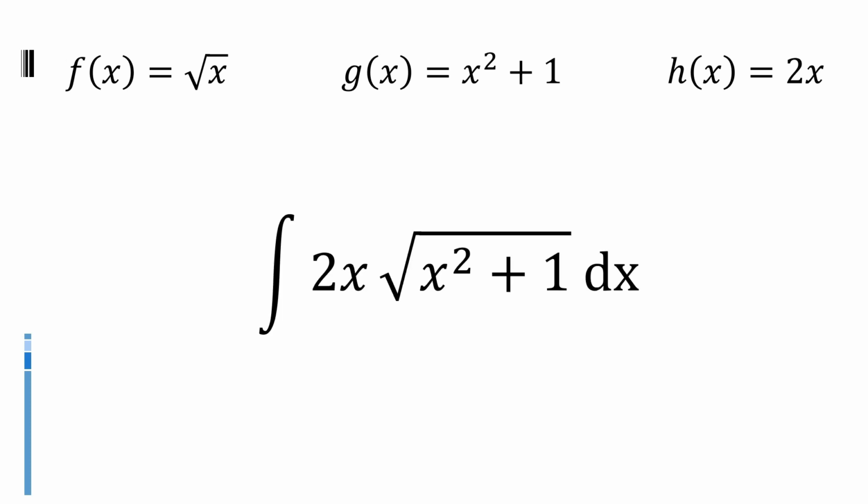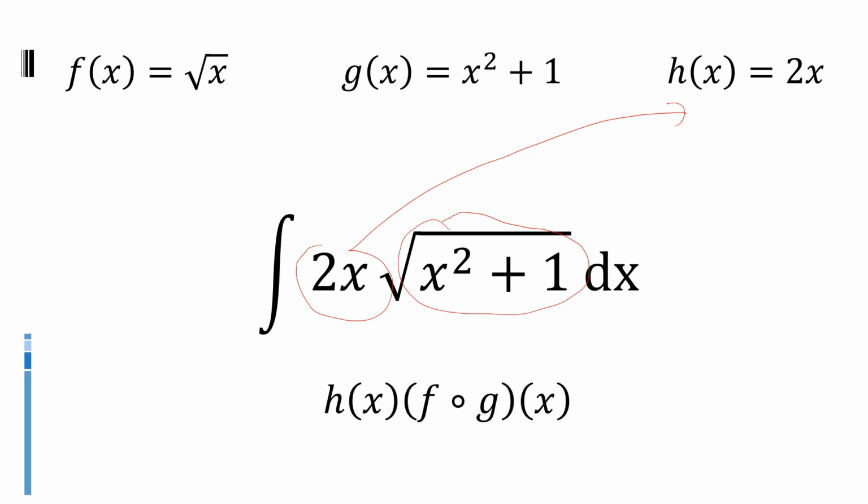However, if we take the integral of 2x times the square root of x squared plus 1 dx, this is a different story. Notice that the integral expression is a combination of the functions f, g, and h. Particularly, ito yung h of x natin. Tapos, etong part na to is actually a composition of f of x and g of x. So, this is now h of x, and this is f circle g of x. Now, paano natin kukunin yung integral kapag ganito na yung ating function?